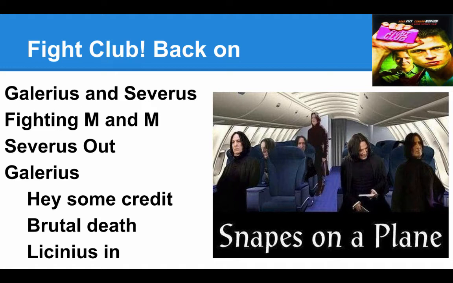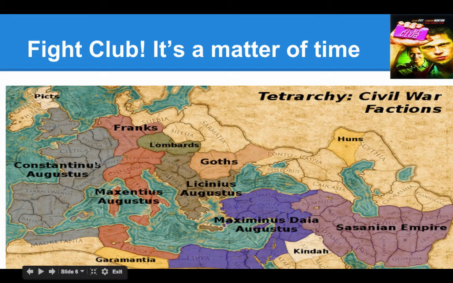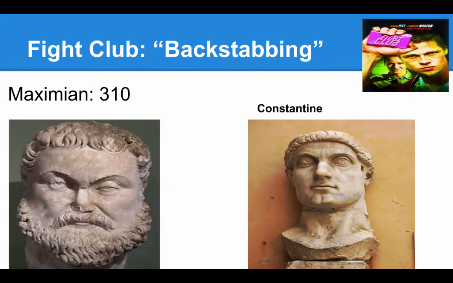So what you have here is, once again, we pop back a couple slides. You have Constantius over here, or Constantine, who controls Maximian, and Maximian's two sons are in here, and it's really just a matter of time. And now it's backstabbing time. Here's Maximian over here. Here's Constantine.